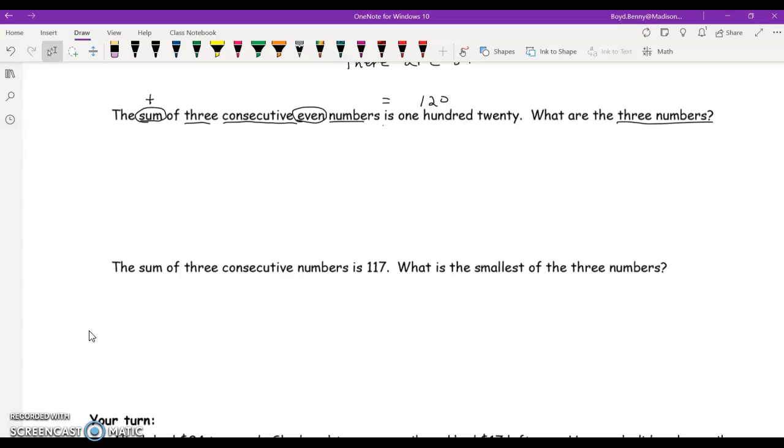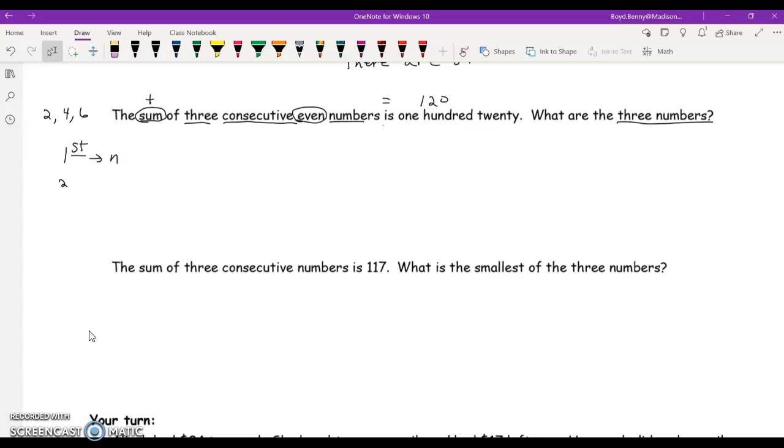I was always confused on consecutive even numbers or consecutive numbers, but consecutive just means one number after the other. And since we're talking about even numbers, that would be numbers like 2, 4, and 6. Now, when you're working with these consecutive number problems, always define your first number as the variable n, n standing for number.